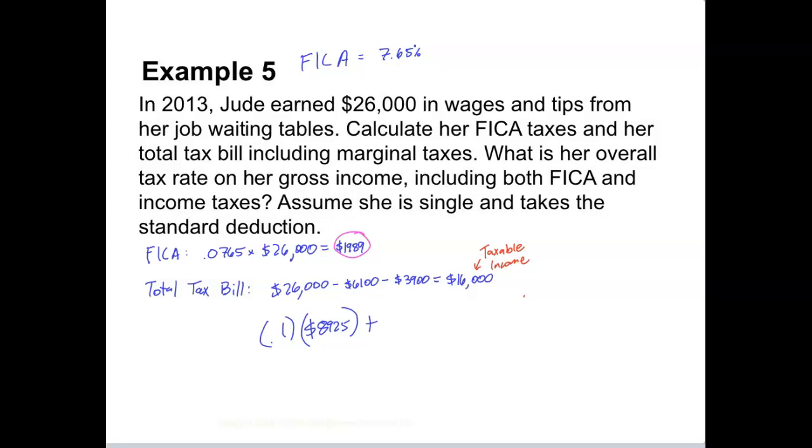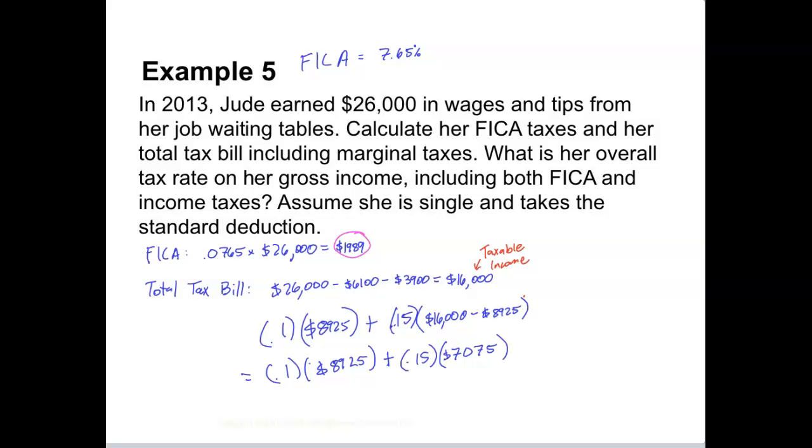Now, the 15% is the highest tax bracket she's in. So she's going to be paying 15% on the remaining money that she hasn't already paid taxes on. She's already paid taxes on $8,925. She only needs to pay 15% on what's remaining, which would be her $16,000 minus that $8,925. So that ends up being 0.1 times that 8,925 plus 0.15 times $7,075.